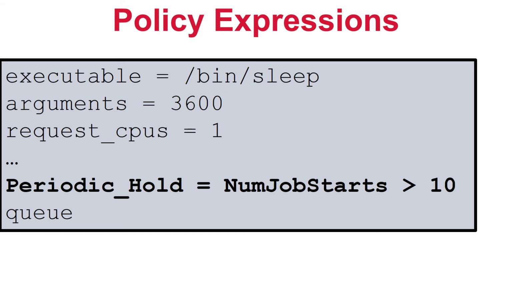In this case, we write an expression to automatically put this job on hold if it starts more than 10 times. See the HTCondor manual for the complete set of policy expressions, including those the administrator can use automatically to put into everyone's jobs.